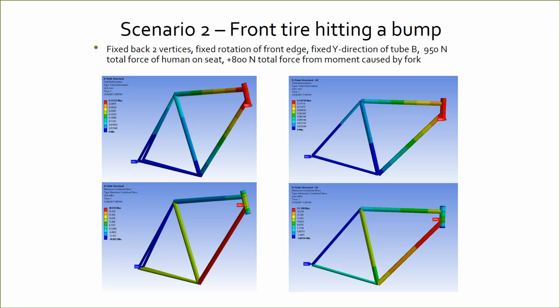In order to simulate a front tire bump impact, the back two vertices were fixed, tube B was fixed in the Y direction, the same rider force was applied, and an 800 newton force was applied to the fork tube, representing the moment generated by the fork upon impact.